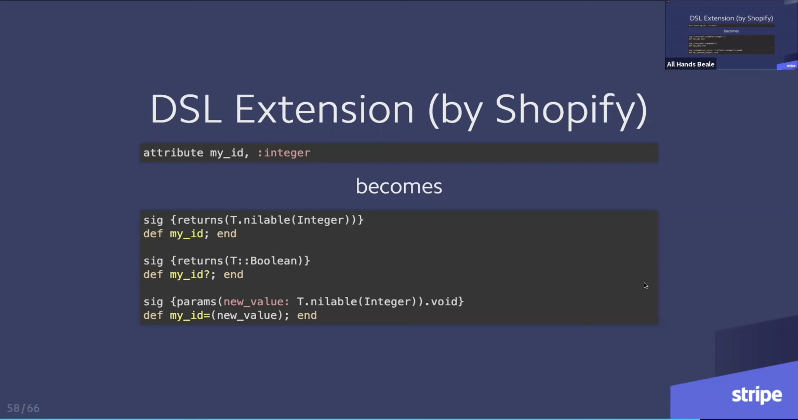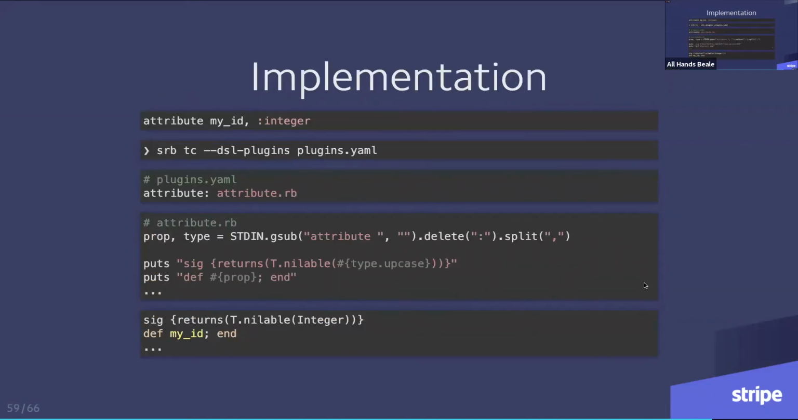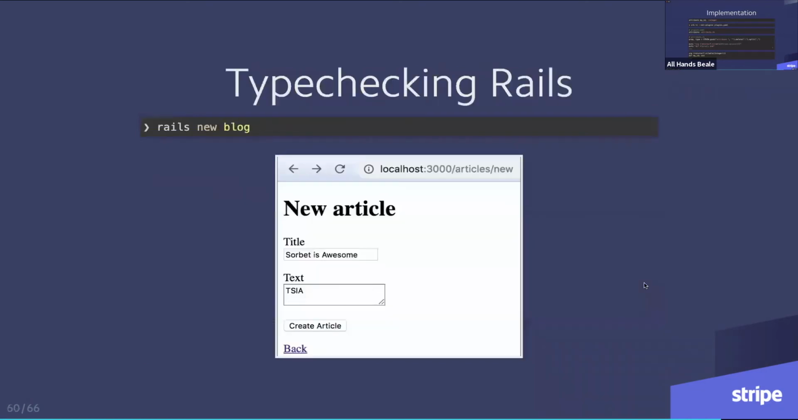So we built support for DSL extensions, where you can write Ruby code to say that this magical call actually introduces new methods. It was built by Shopify, who uses a lot of DSLs, and they're able to build DSLs and support their use cases. Yep, you write a Ruby file that implements it. This is a small demo that implements the previous one. Yep, so that you don't need to know C++ to start doing that.